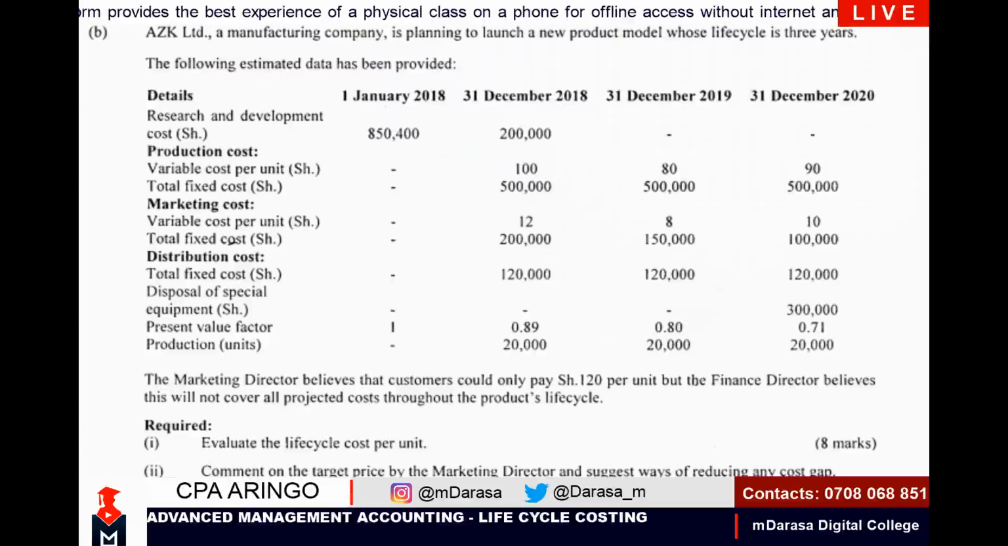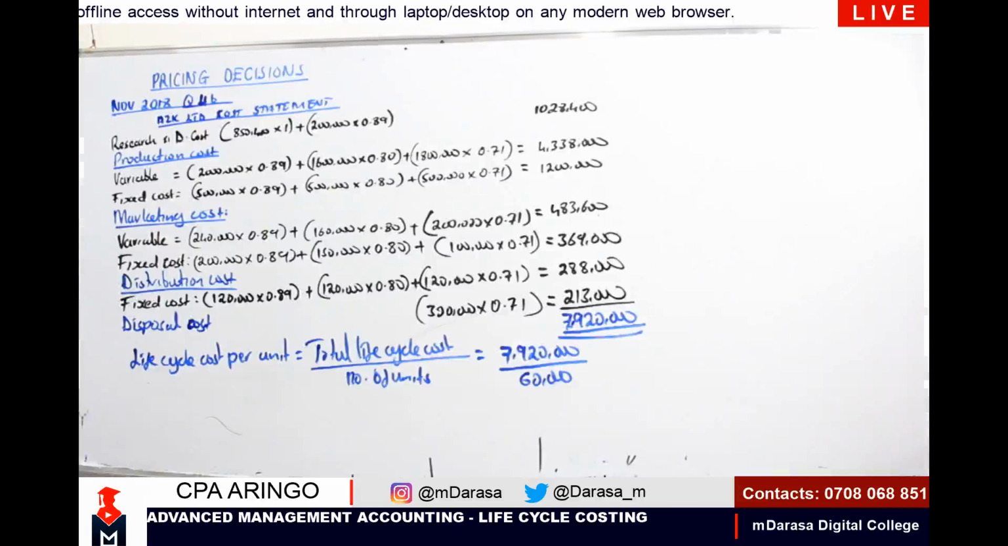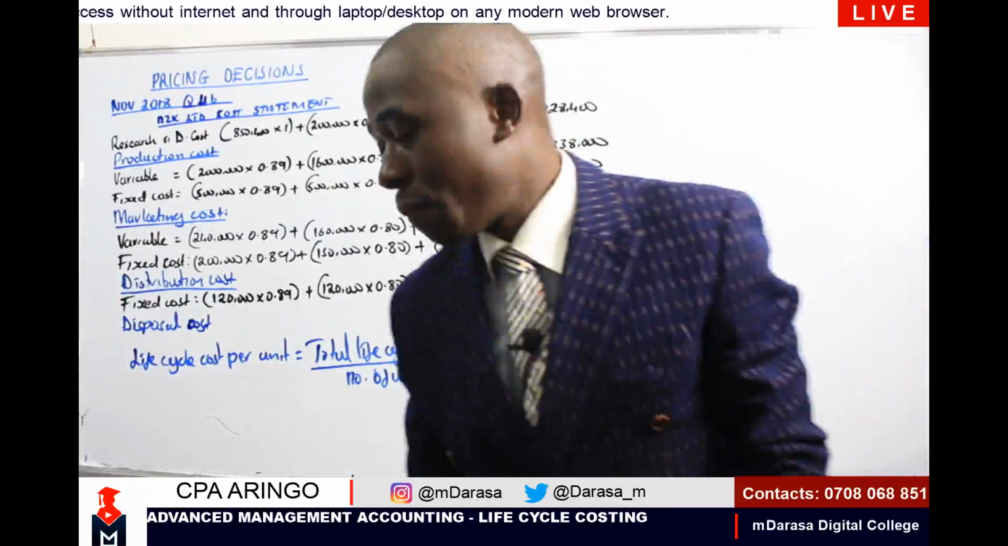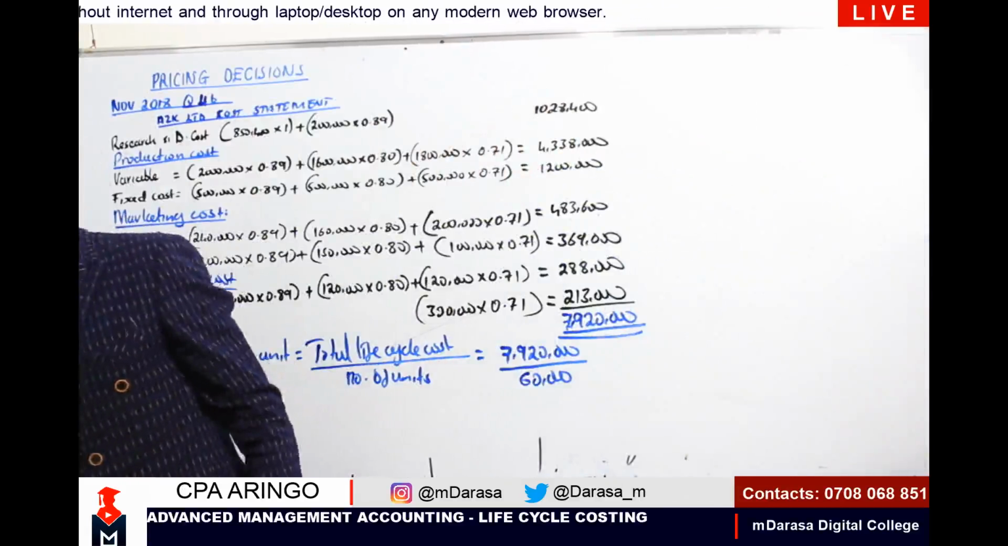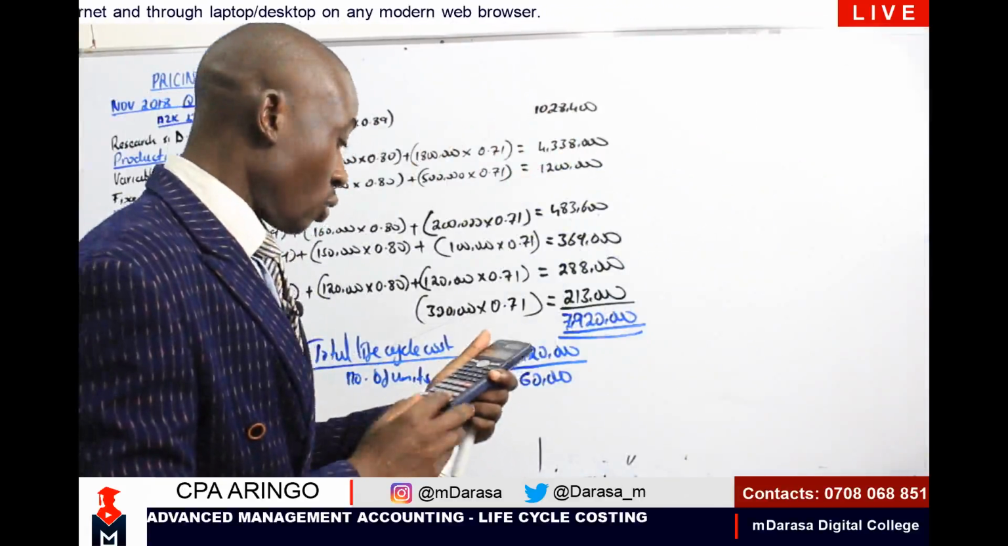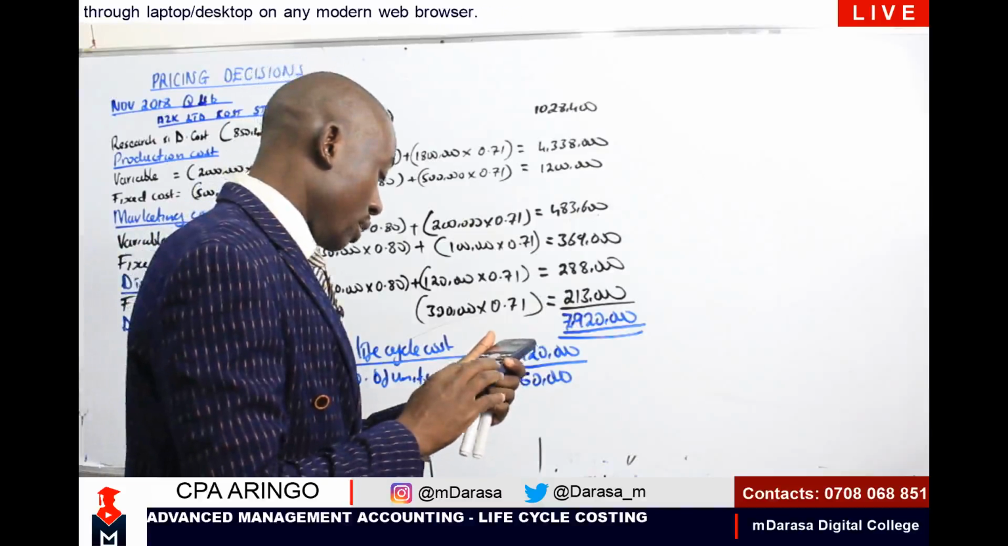Can you see? Under production units, I'm having 20,000 as at the end of 2018, 20,000 as at the end of 19, and 20,000 as at the end of 20. That is production units, and that's why you are taking it to be 60,000 for the entire period, 20,000 by 3. So having that case, we divide by 60,000.